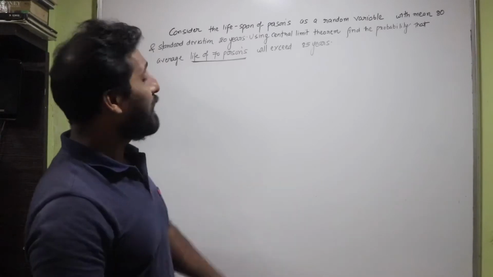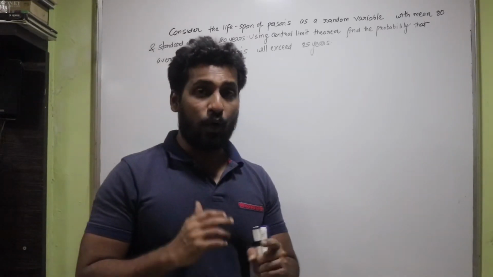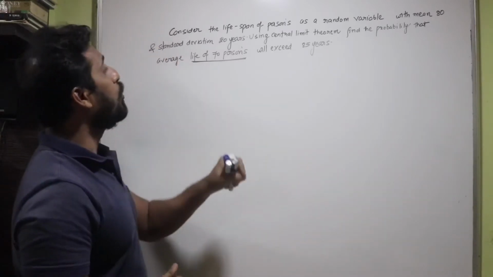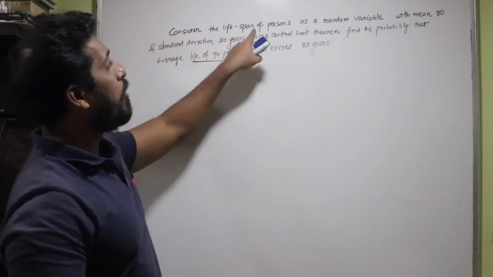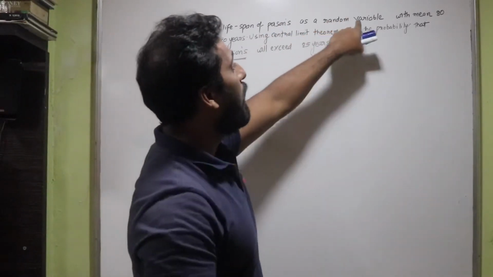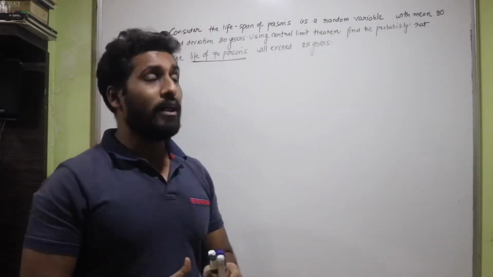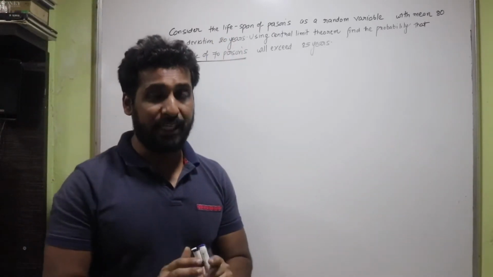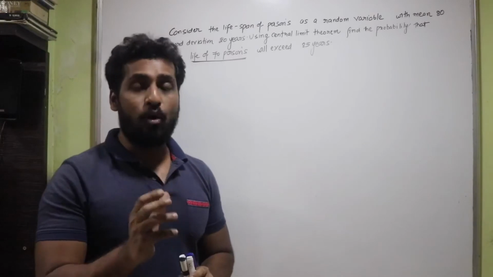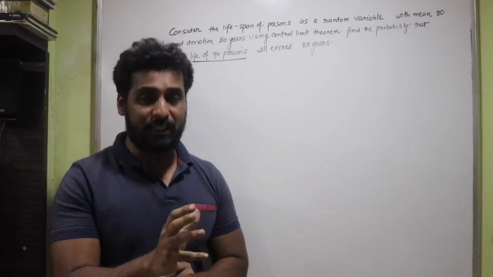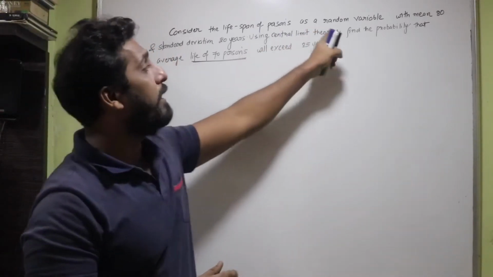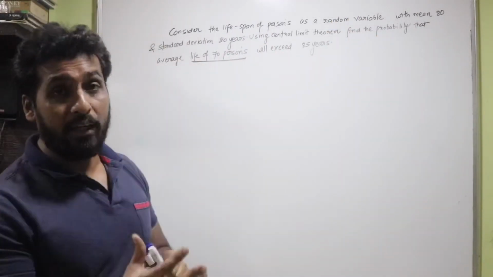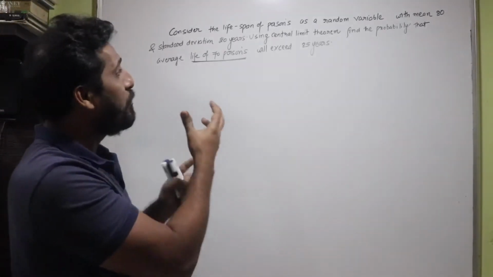Now, the question that is written on the board is something like this. We are going to make use of the central limit theorem to solve some of the questions here. The question goes like this. Consider the lifespan of persons as a random variable. It is told to us that the lifespan of persons is a random variable, isn't it? So if I denote the lifespan of a person by capital X, I can say X is a random variable and the mean is given to us as 80.